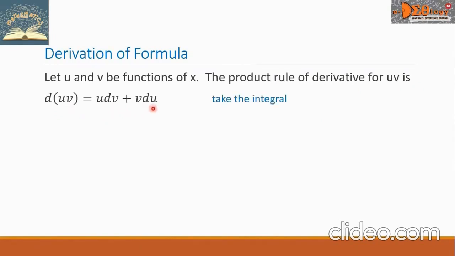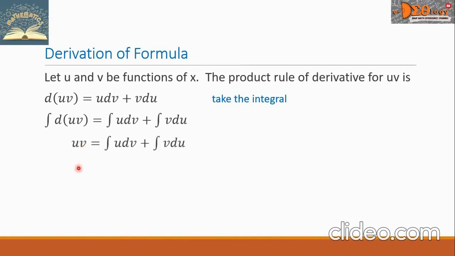Now we will do the reverse. We will take the integral of this equation. So we will have the integral of d(uv) is equal to the integral of u dv plus the integral of v du. The left side here can be simplified into uv equals the same right-hand values.